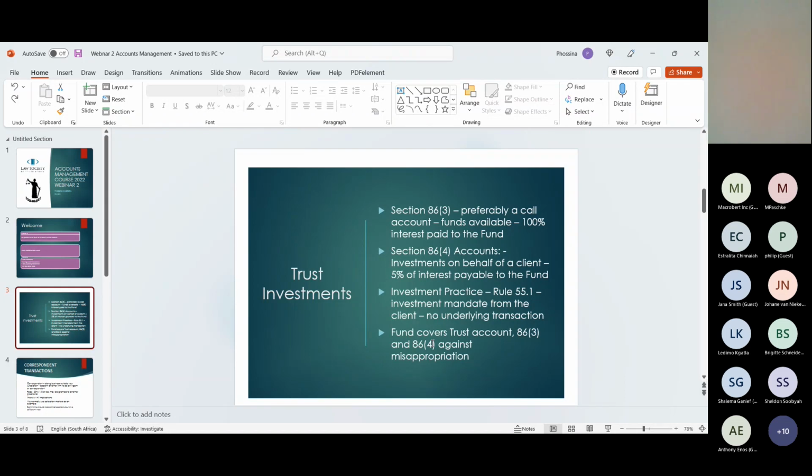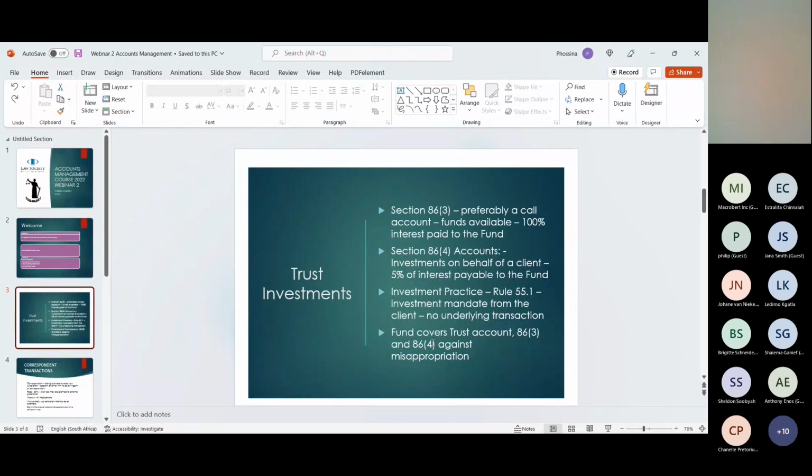And then also there is what they call an investment practice. So as a legal practice, you are allowed to invest on behalf of clients, but you find such investments, there is no recourse, there is no underlying transaction. So if you run a scheme where you are investing on behalf of clients, and there is no underlying transaction, then you can invest according to Rule 55.1, and then you see the requirements.